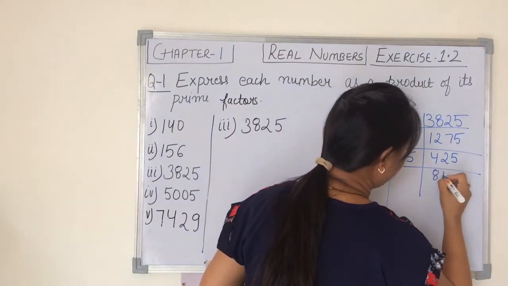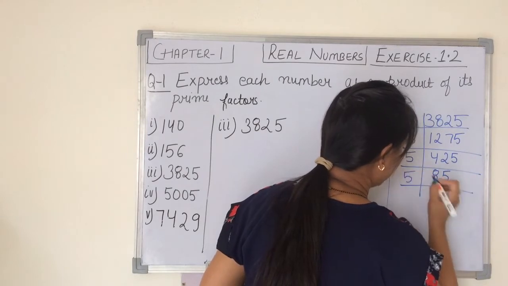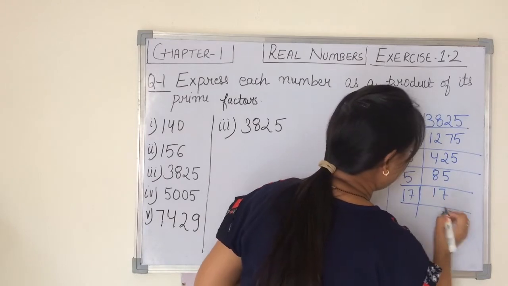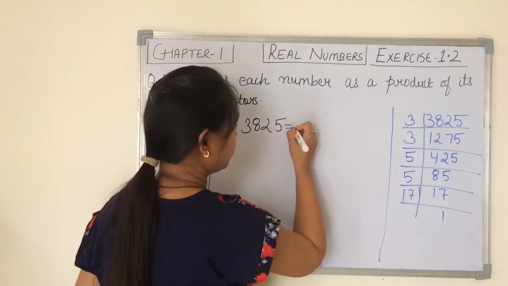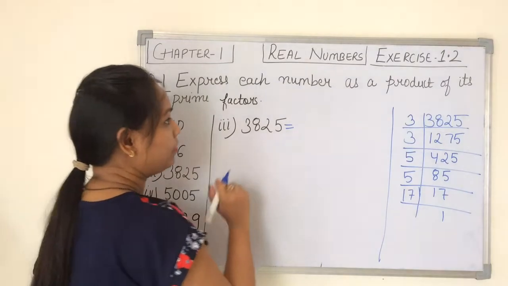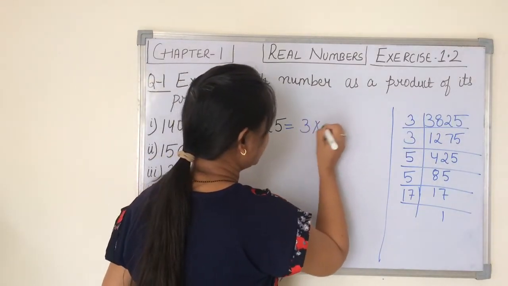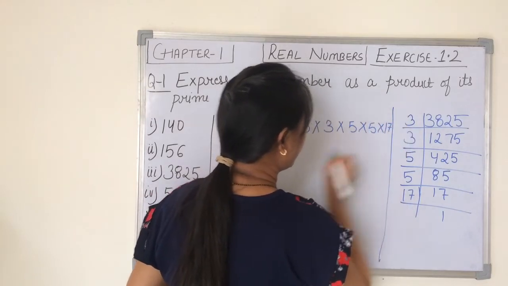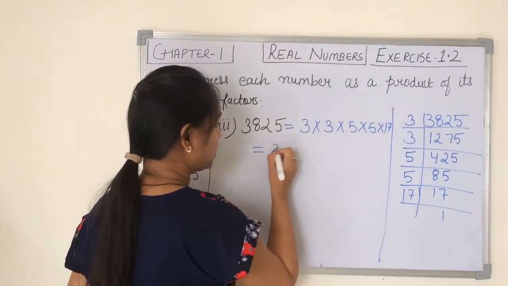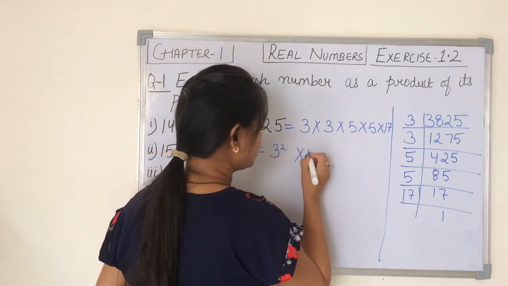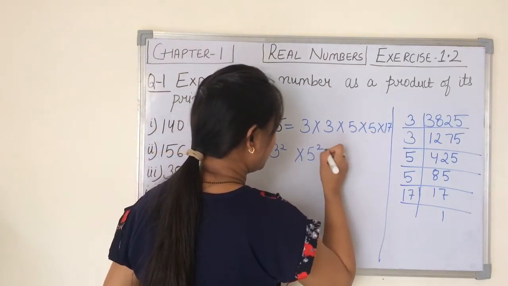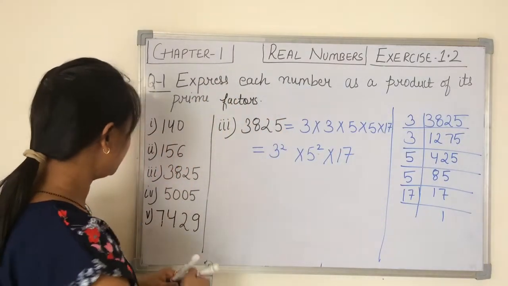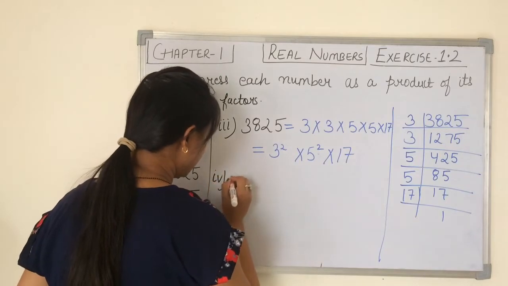5 8s are 40, 5 5s are 25. Again it will go by 5. 5 7s are 35. 17 is a prime number, so 17 will get divided by itself only. Let's represent it in the form of factors. Prime factors: 3 into 3 into 5 into 5 into 17. Hence its factor can also be written as 3 square into 5 square into 17.